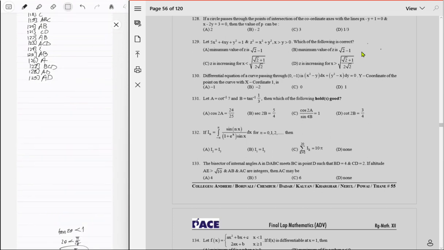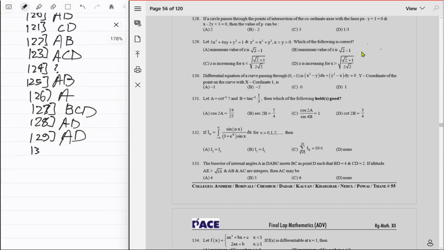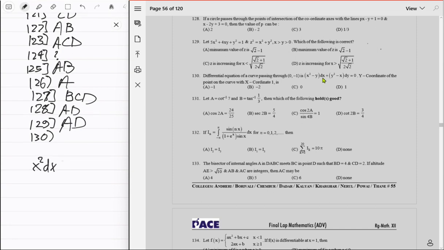130. 130 is the differential equation of a curve passing through this. Okay. The y coordinate of the point on the curve with x coordinate 1, right. Got it. x minus y. So here dx and minus x and then dy. Homogeneous, not exactly. x square dx. Why did I do this thing? x square dx plus y square dy is equal to x d.